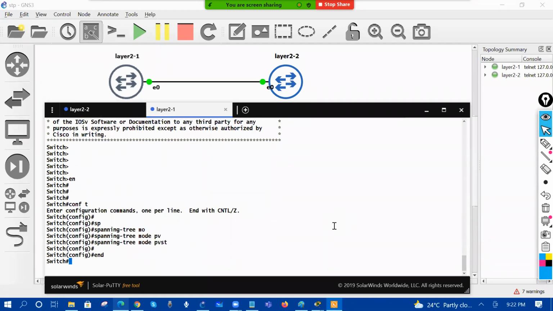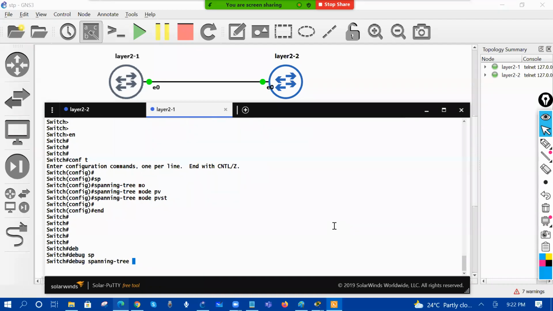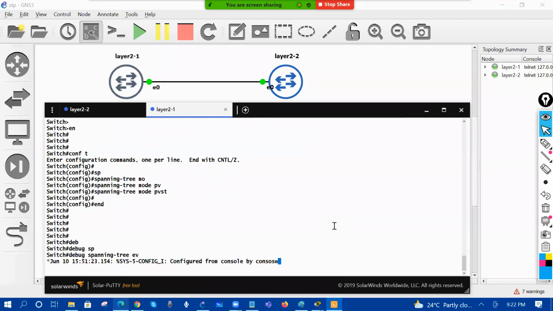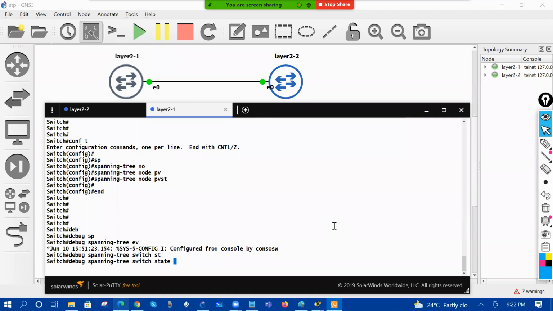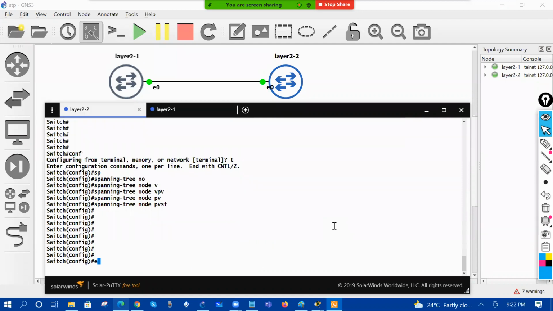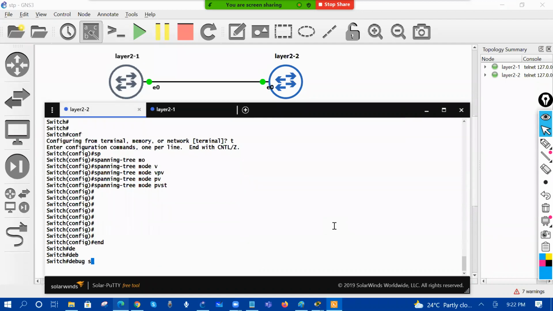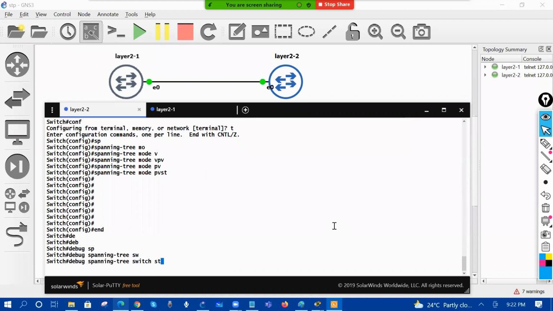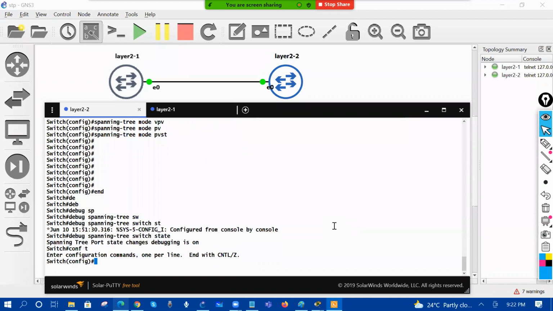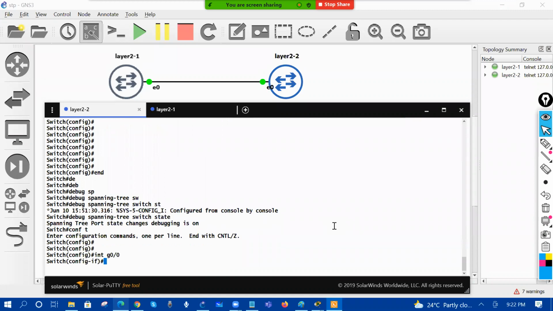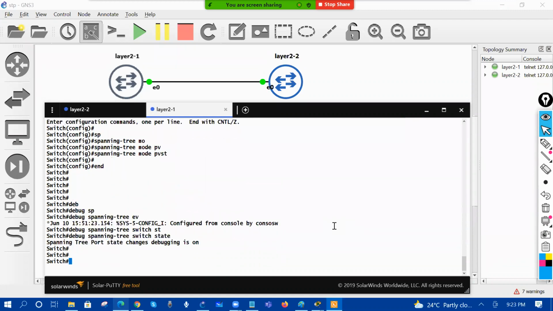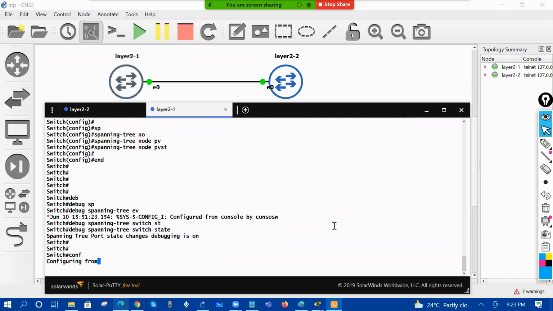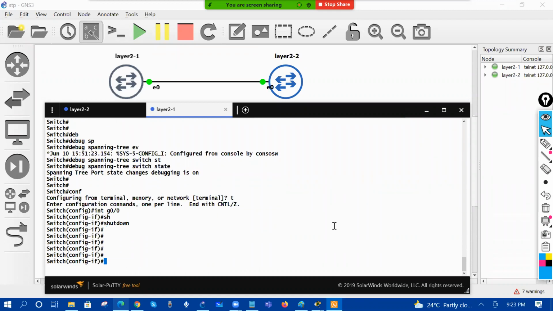And I'm going to debug spanning tree. We can call it switch three. I'll go into the interface, give shutdown and no shutdown on the Gig 0/0 interface of switch one, as well as the other interface. All done. Wait for some time.